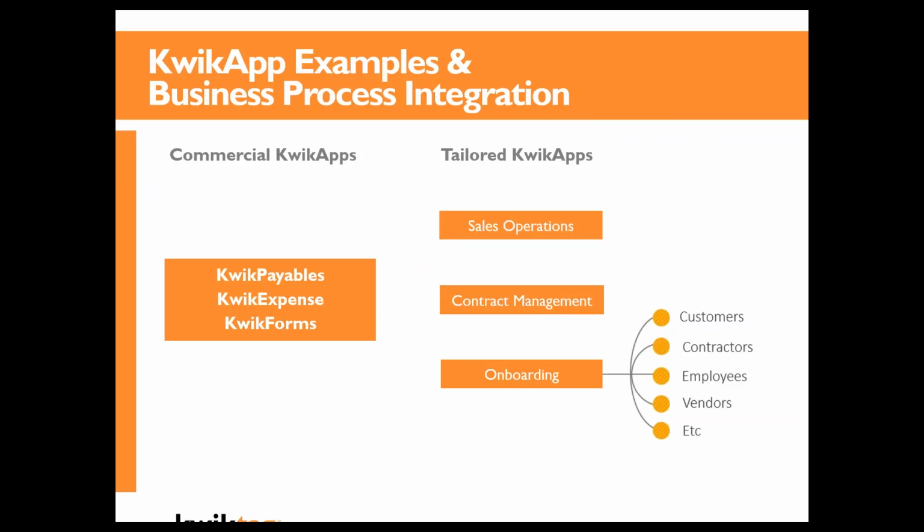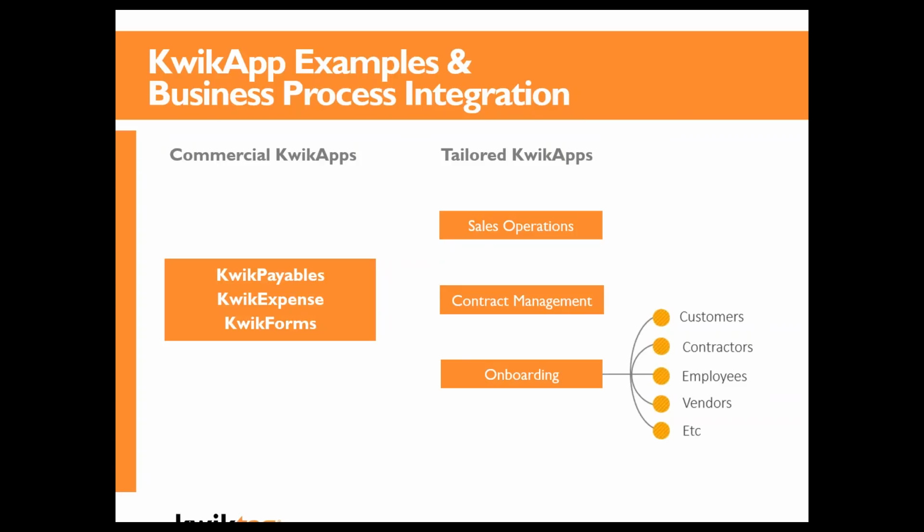The most common ones that people ask us for, what I refer to as the commercial KwikApps. One would be called Quick Payables, which is for invoice routing and approval. And that's certainly the most popular one we have today. Growing in popularity is our Quick Expense app, and we'll look a little bit at some information about that. That's, again, for that credit card reimbursement, whether it be a reimbursement or a corporate card, so we can handle that.